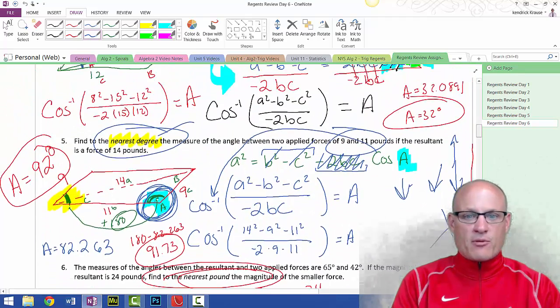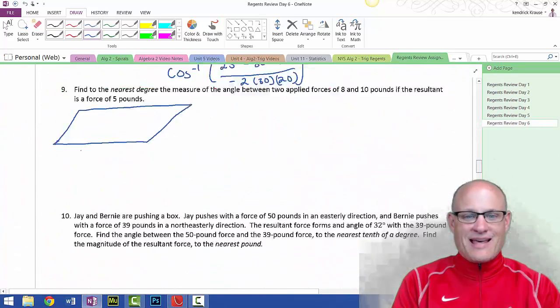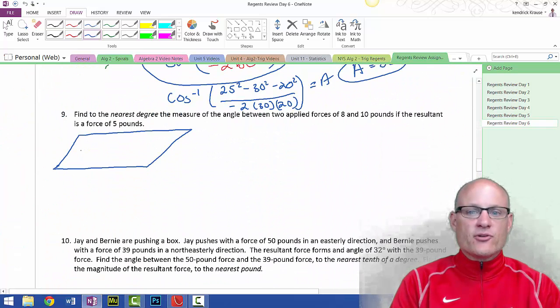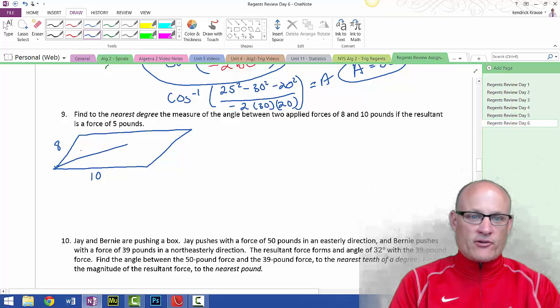Sometimes I repeat problems or I cut and paste too much. Oh, it was 8 and 12 pounds. See, I was hoping. All right, so 8 and 10 pounds. So this is the little one. This is the bigger one. And if the resultant is 5 pounds, all right, well, my drawing's not very good, but that's okay. The result, this is 5.